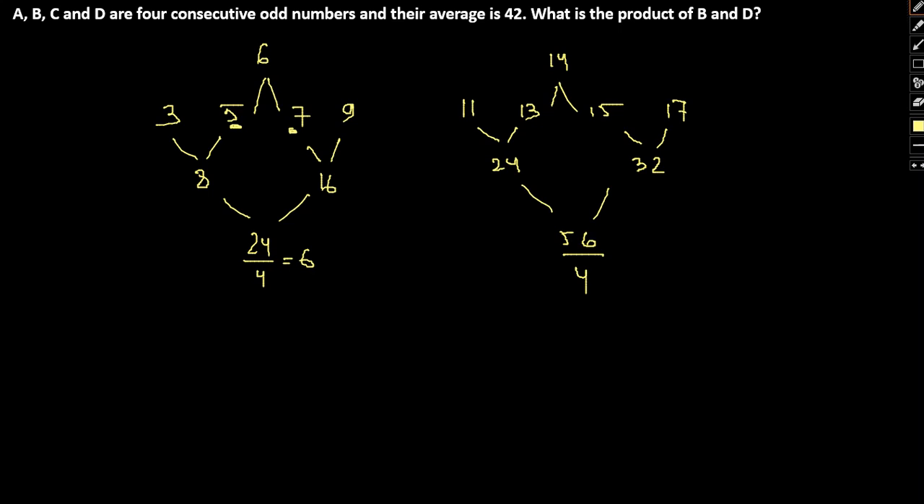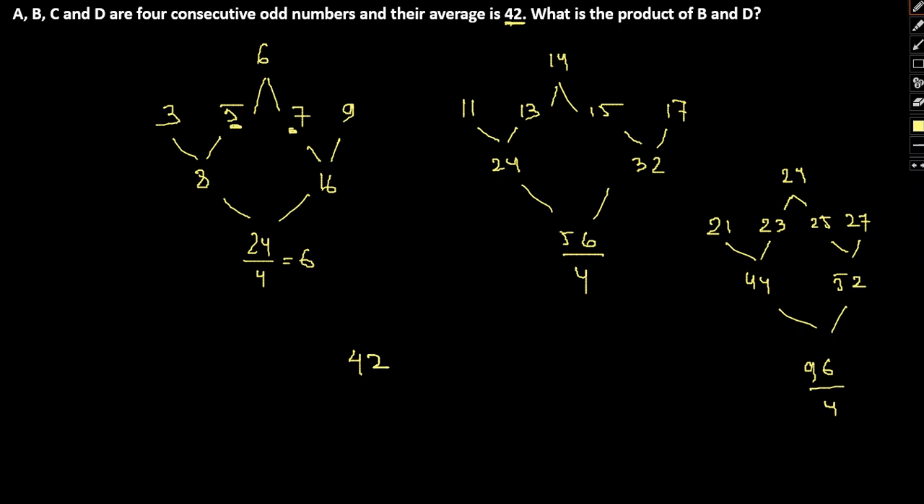So let me test it out with one more set of numbers, say 21, 23, 25 and 27. It comes out to be 44, comes out to be 52, 96. If we divide it by 4, it comes out to be 24. Okay, so the trend remains the same. Therefore we can conclude that this 42 will lie between the second and third number. So this will lie somewhere here.